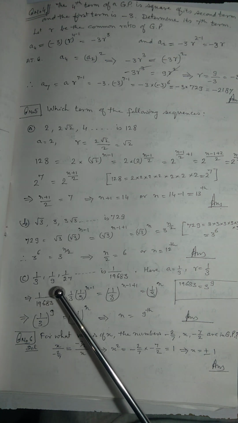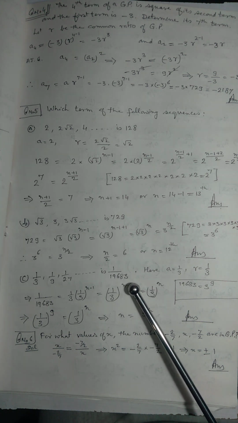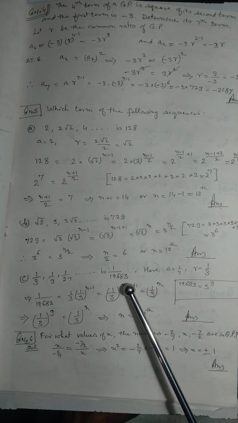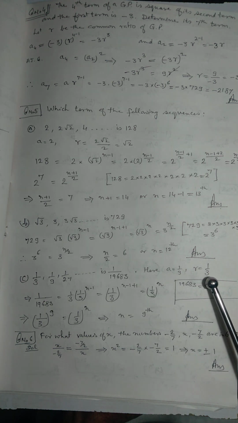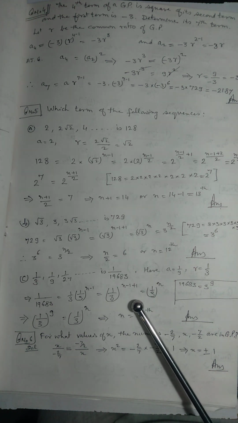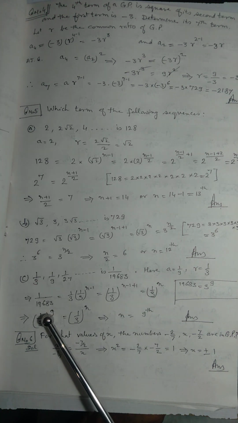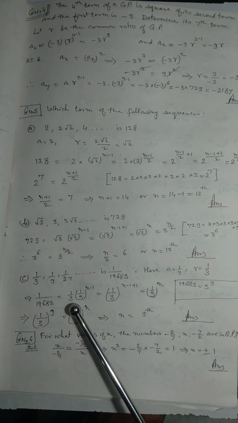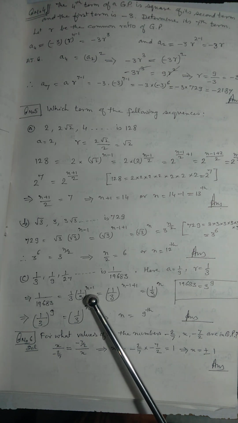1 by 3, 1 by 9, 1 by 27, and so ultimately in the last we are having 1 upon 19,683. Here A is equal to 1 by 3, R is equal to 1 by 3. So we have to find that 1 upon 19,683 will be equal to A, that is 1 by 3, times the common ratio, that is R, 1 by 3 raised to power n minus 1.